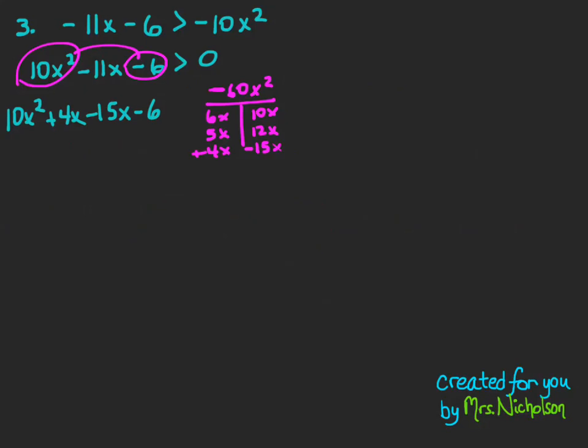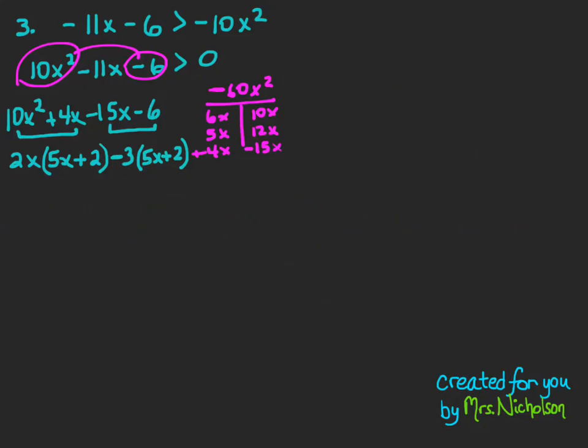And then we have -6 at the end. And I'm ready to factor by grouping. I'm going to group these first two together and factor out the greatest common factor, which would be 2x. If I factor out a 2x from 10x squared, I'm left with 5x. And if I factor out a 2x from 4x, I'm left with 2. In my second group, I'm going to keep that minus sign and factor out a 3. Factoring out a 3 from 15x leaves 5x, and factoring out a 3 from 6 leaves me 2.